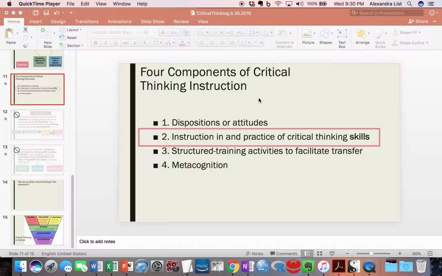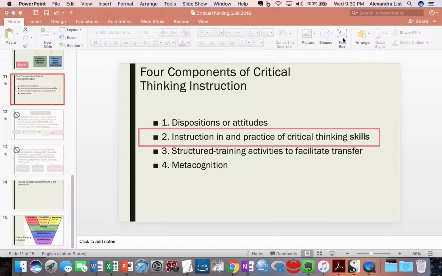And so what we're going to do in this segment of video is talk a little bit about the other two components of critical thinking instruction, so training activities to facilitate transfer and metacognition. And then we're going to use these four components of critical thinking instruction to think about implications for the classroom, although we'll talk about these implications some more when we meet together on Tuesday. So let's first talk about what we mean by facilitating transfer.